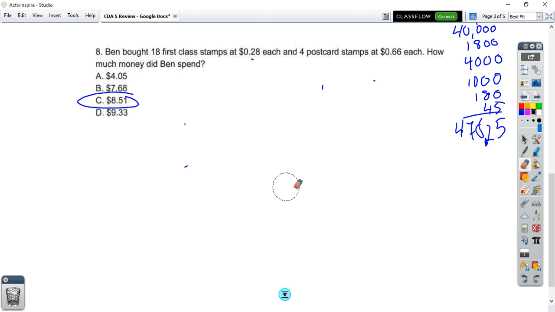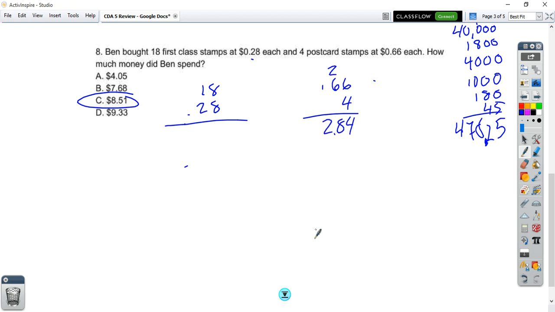Let's actually do it and see. 18.28. And then 66 times 4. 4 times 6 is 24, with 4 carry the 2. 4 times 6 is 24, that's 28. 2.84.